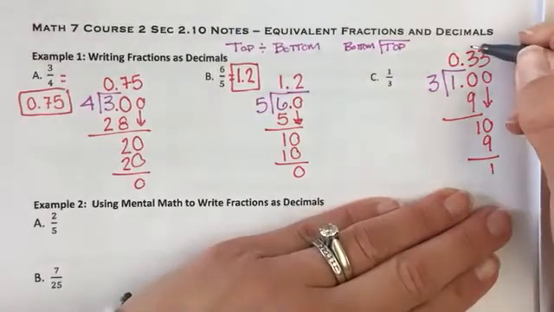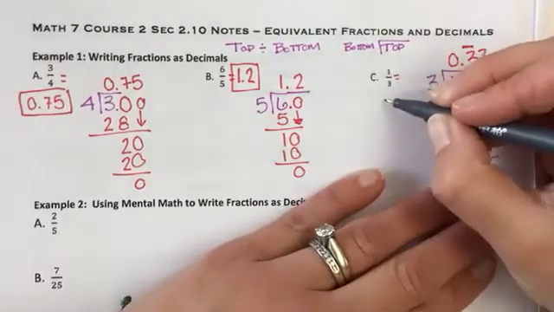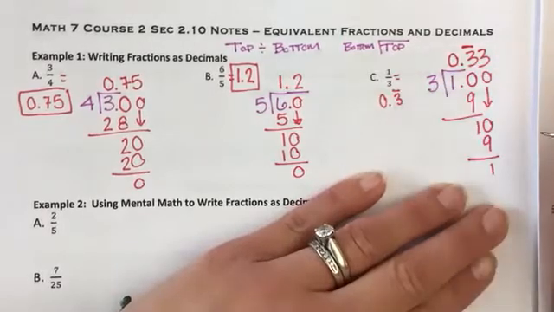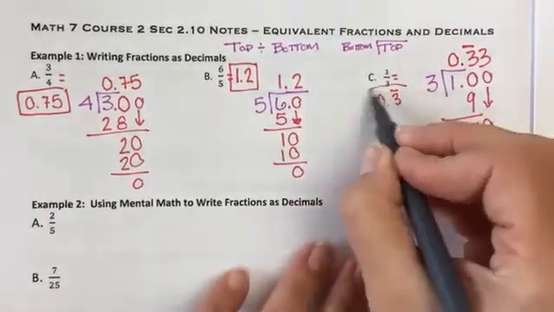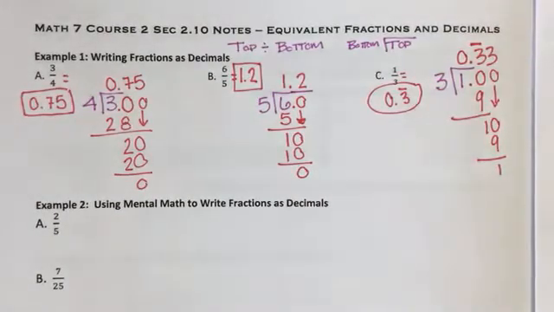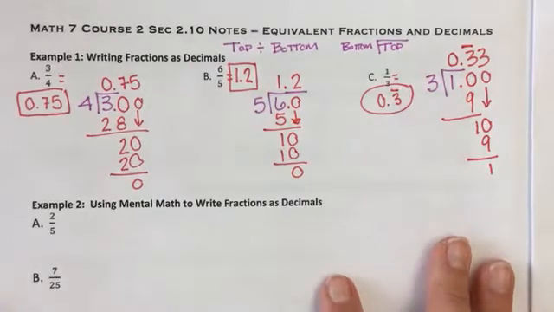And so this one is a repeating decimal. That 3 keeps repeating. So this one, we would write it 0.3 with a line over the top of the 3. And that's your answer. Okay, so that's the first part. You guys have any questions on those?